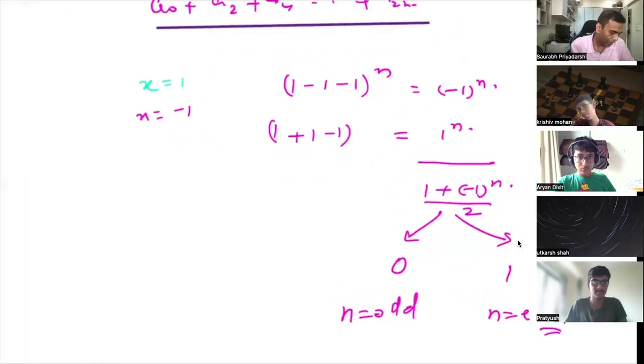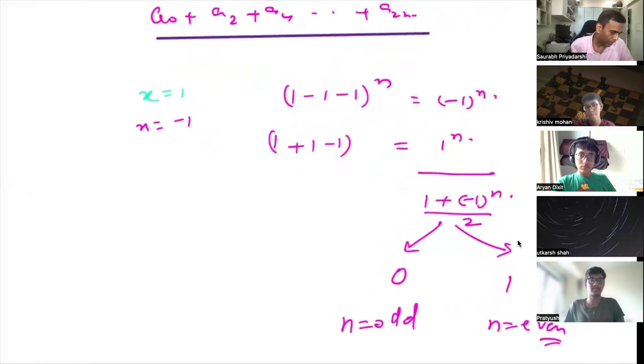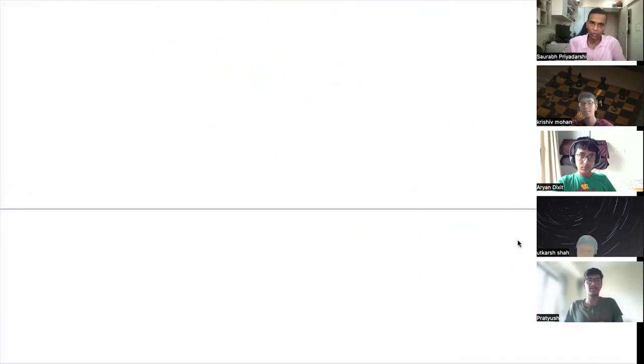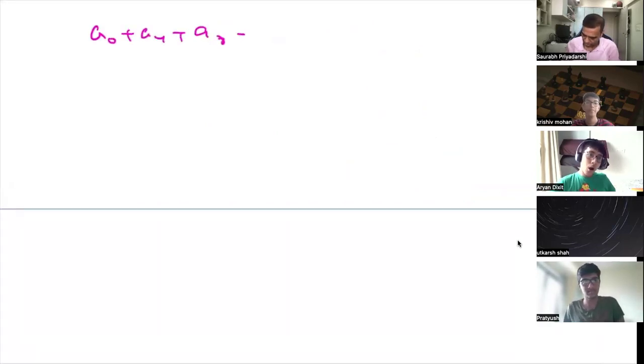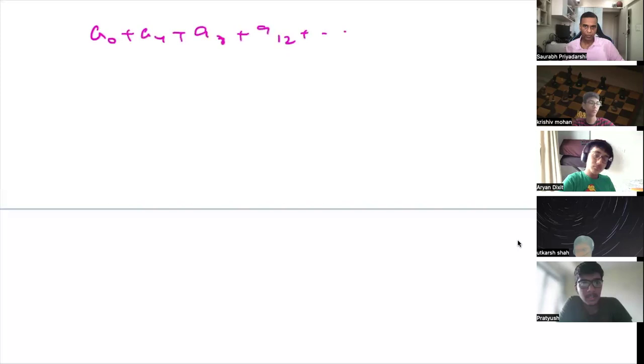So if I change this question a little, let me give you the question in that way. You have to find the value of a0 plus a4 plus a8 plus a12 and so on, all the terms that are multiples of 4. Sir, imaginary numbers come into this. What will you put? Check once and tell me quickly.